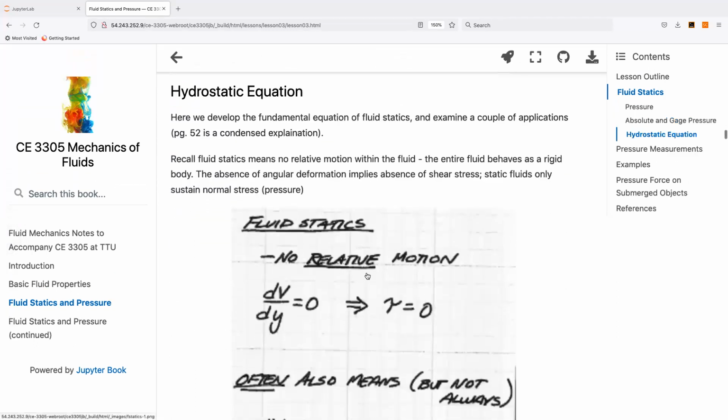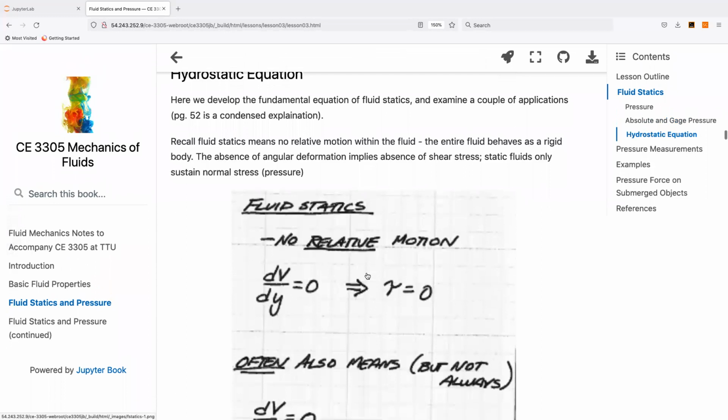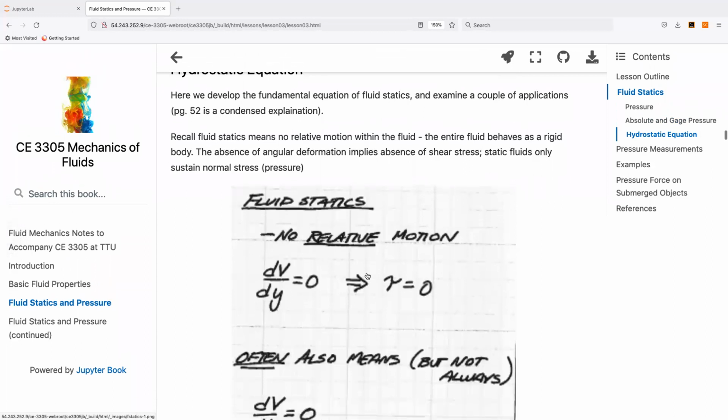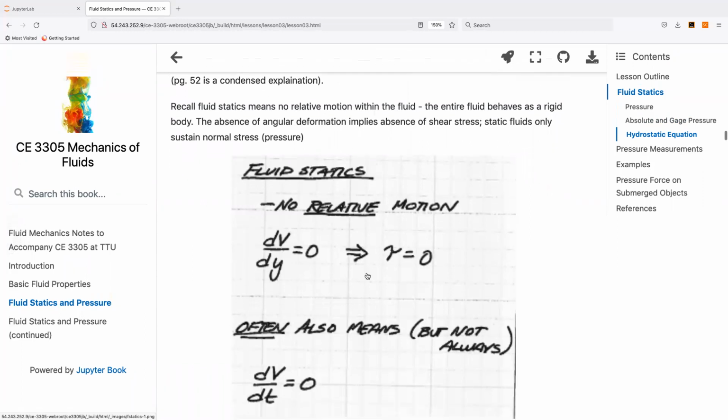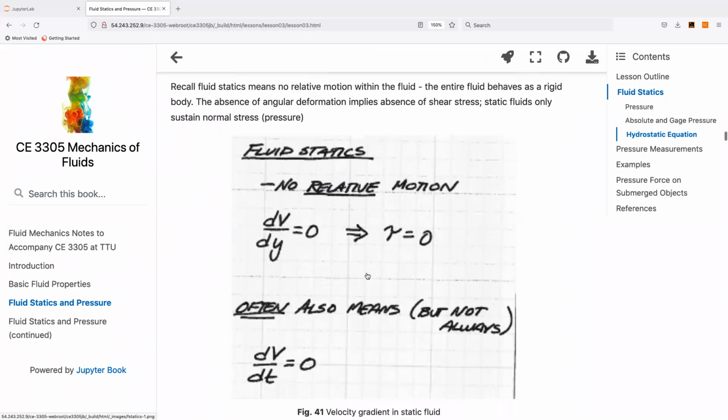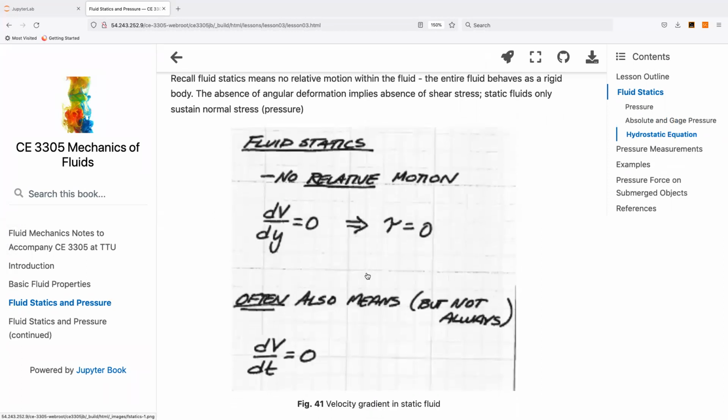Our next tool is the hydrostatic equation. I think you probably had this in statics, so consider this review. We'll develop the fundamental equation of fluid statics, and we'll look at a couple of applications. If you don't want to listen to me, that's fine. Page 52 of the book has a summarized explanation of what I'm going to attempt to show you. One of the two is probably better. That's your choice to make.